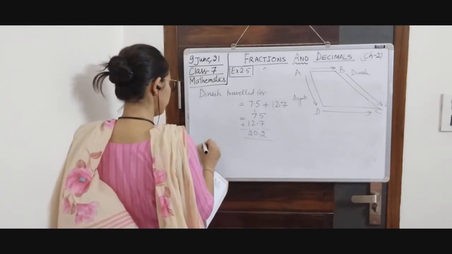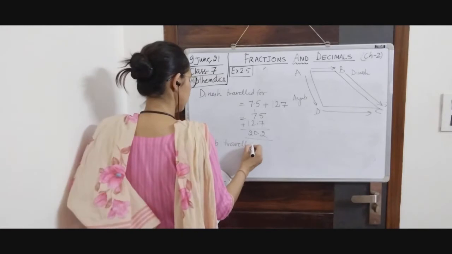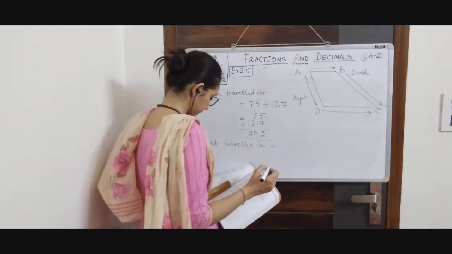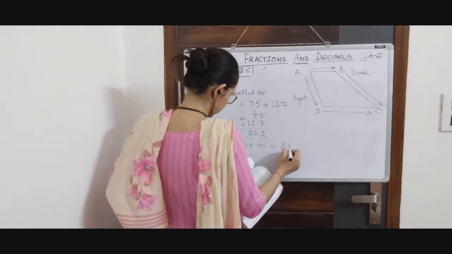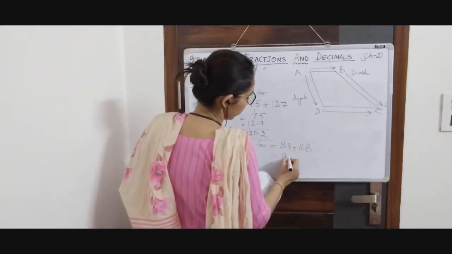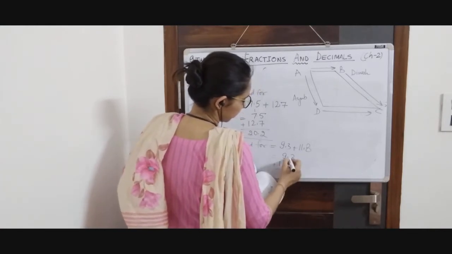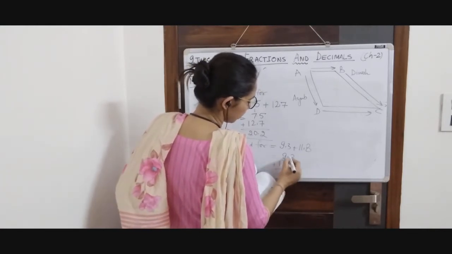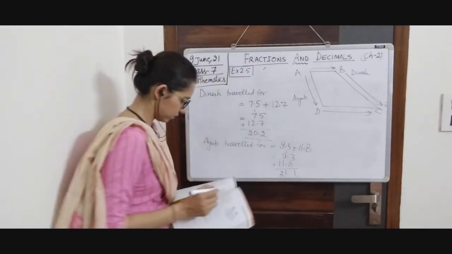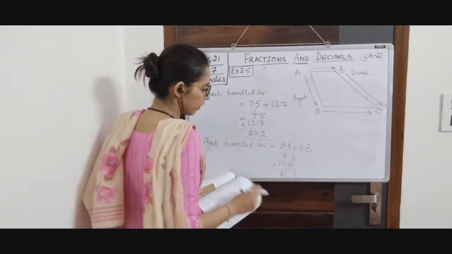Then Ayub traveled 9.3 plus 11.8. Okay, 9.3 plus 11.8. Put decimal below decimal. It is 21.1. Okay. Now which number is greater, 20.2 or 21.1?